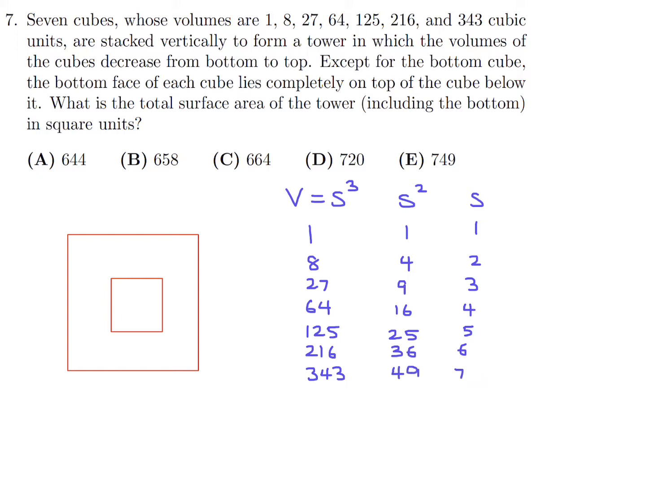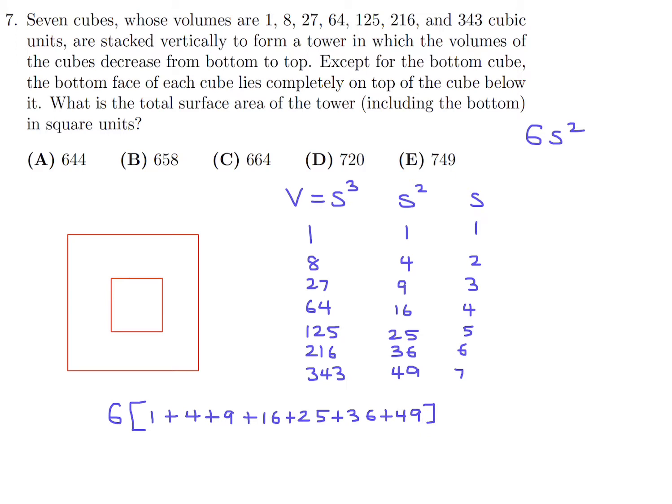So to figure out the surface area, it's going to be, surface area of any cube is 6 times S squared. So the surface area of all these combined would be, I'll just factor out the 6 and just add up the S squareds. So 1 plus 4 plus 9 plus 16 plus 25 plus 36 plus 49.